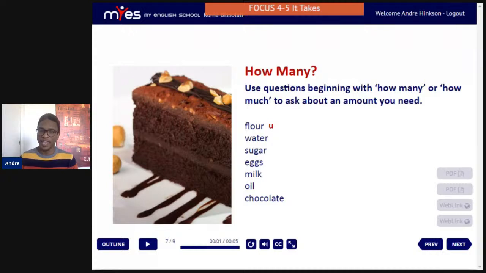So the question would be how much flour it takes to make a pizza. Or how much sugar it takes to make a cake. Because we use sugar in sweet foods, but generally we use flour in both sweet and savory foods. So how many eggs?